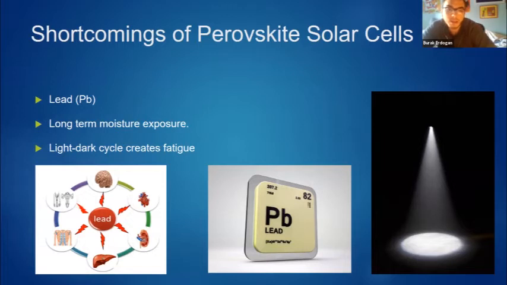Light-dark cycle creates fatigue. Fatigue leads to performance loss. The fatigue is caused by the cycle, which makes the particles inside the perovskite film create defects on the surface of the material, and these defects create vacancies on the surface.